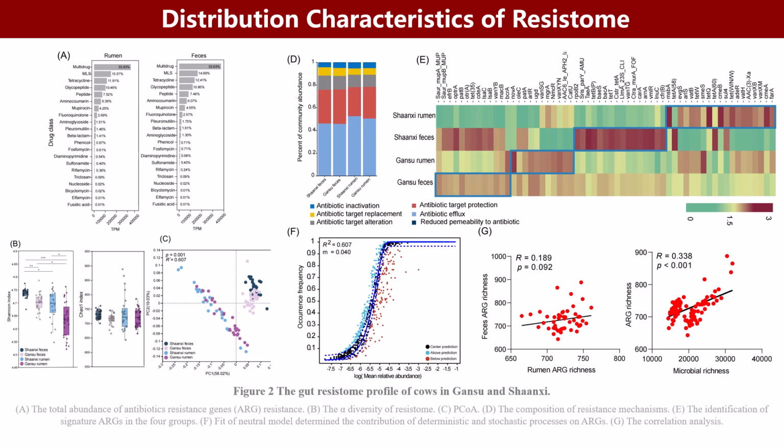The resistome analysis shows that resistance genes are dominant both in the rumen and feces. Samples from Gansu and Jiangxi exhibit region-specific resistance profiles. It is worth noting that the abundance of ARGs in the rumen is positively correlated with that in the feces, suggesting the flow of resistance genes between the gastrointestinal tracts.